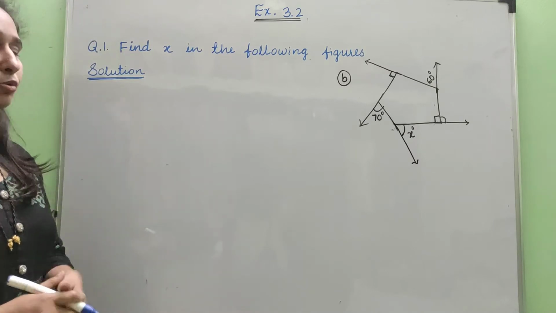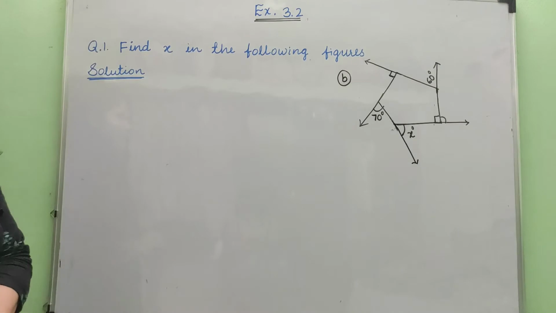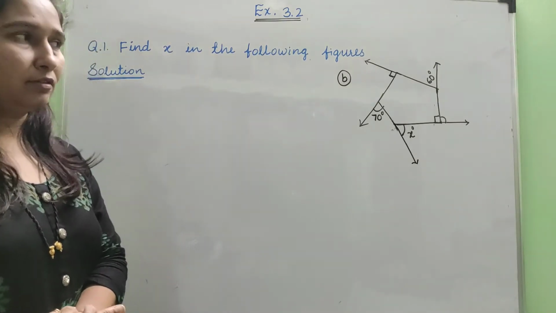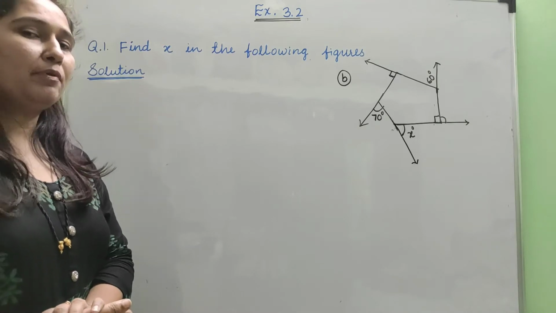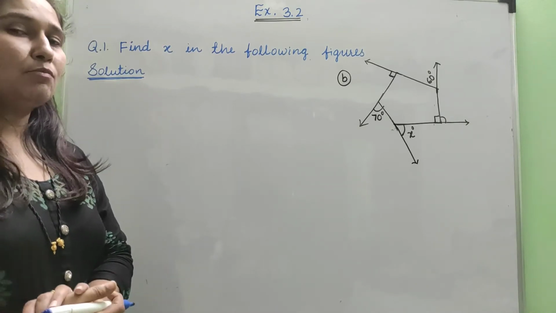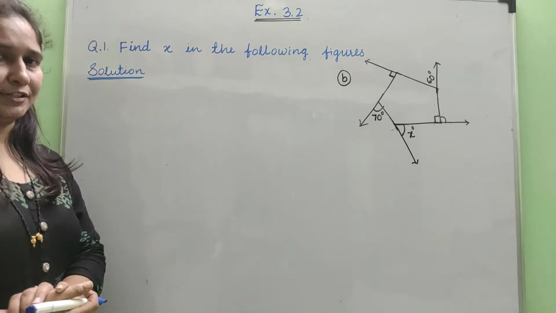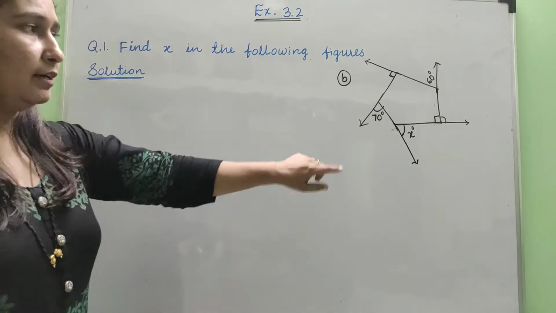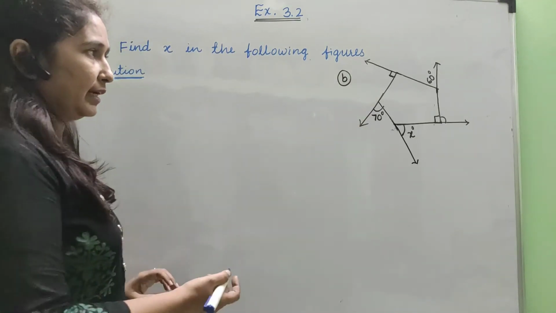Exercise 3.2 question first, second figure. They have given figure of pentagon and they asked to find the value of x. Same property we are going to use for second figure also. Sum of the exterior angles of any type of polygon is 360 degree. Here they have given exterior angles and they asked to find the value of x.